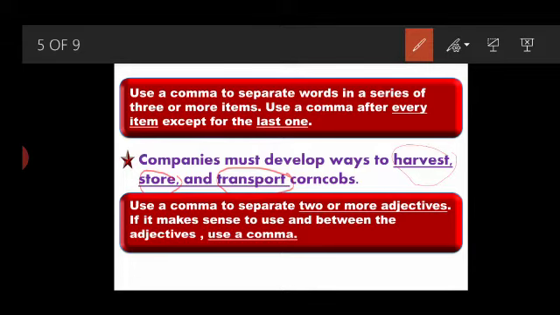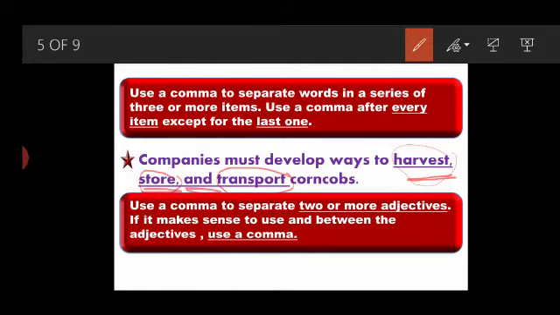As you see here, I have harvest. After harvest, I use a comma. After store, I have to use a comma. Before and, I have to use a comma. So how many items did you see? I saw more than 2 items, or I can say 3 items at least. Verbs, yeah. Nouns, yeah.